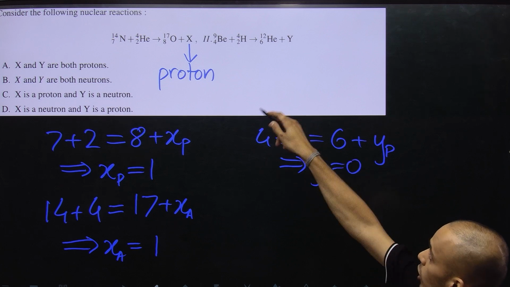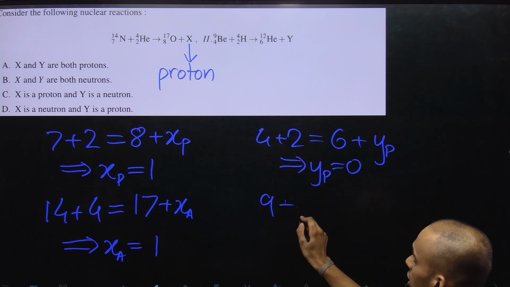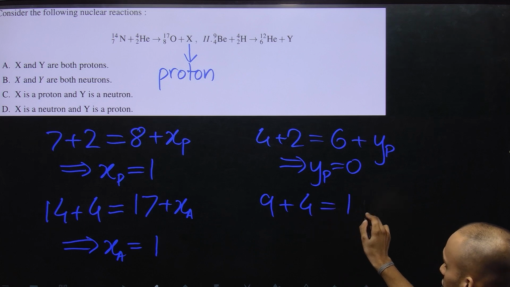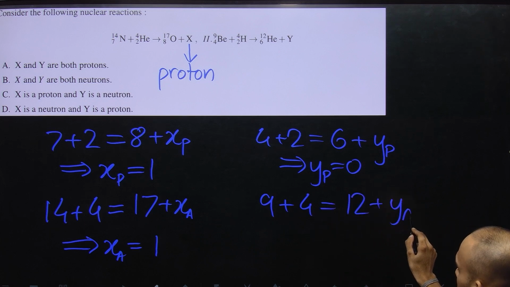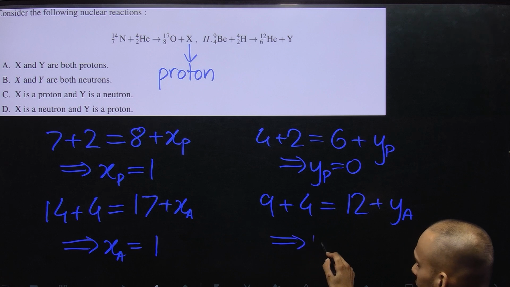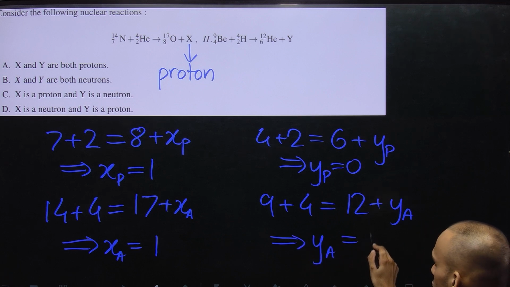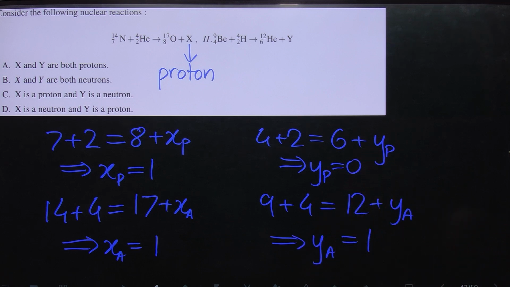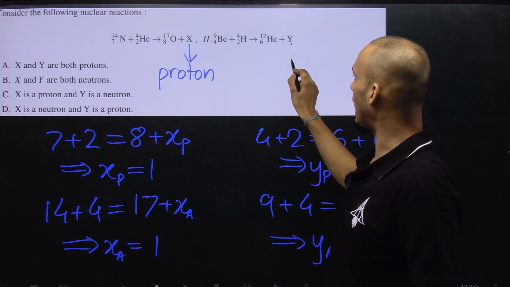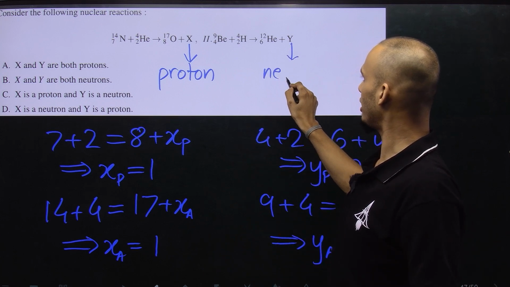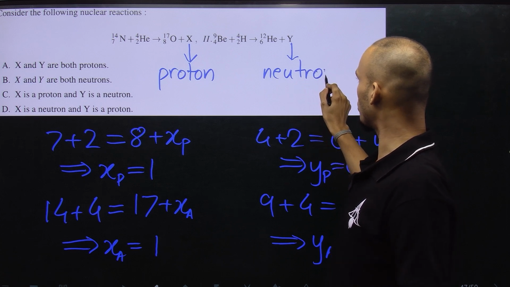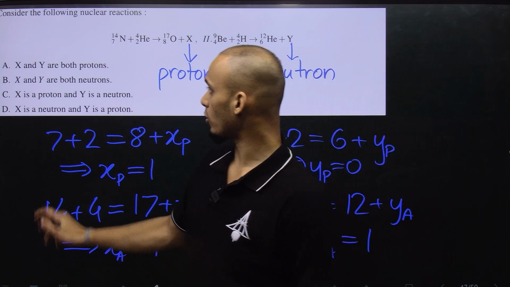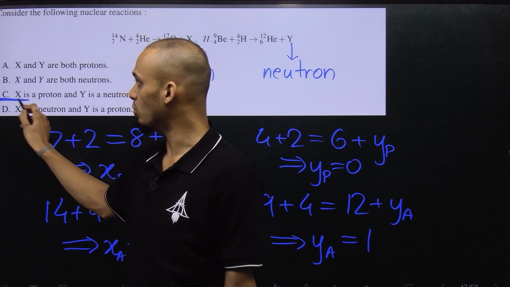And the number of nucleons on the LHS is 9 plus 4. The number of nucleons on the RHS is 12 plus the number of nucleons in Y, and hence Y will have only 1 nucleon, 0 protons and 1 nucleon. So the nucleon has to be a neutron, it can't be anything else. So X will be a proton and Y will be a neutron in this case.